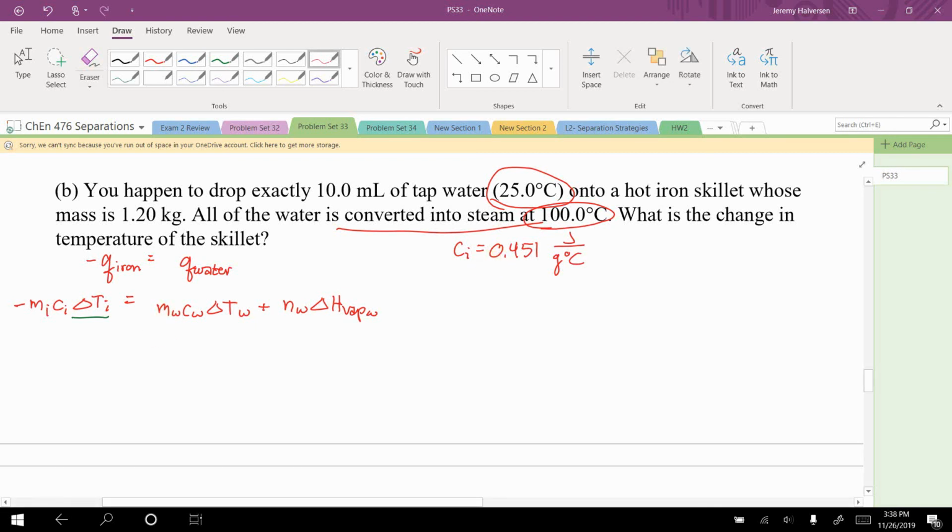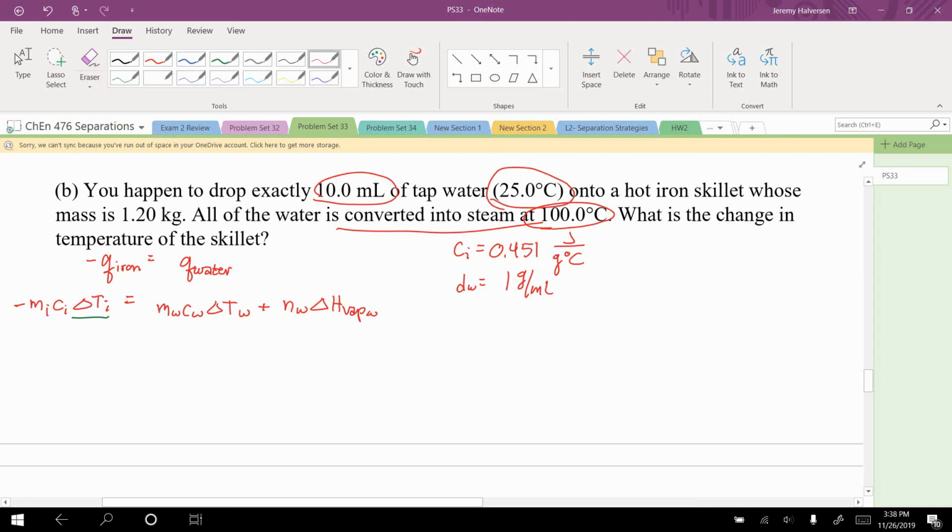Do I have the mass of my water? I have the milliliters of my water, but if you remember, the density of water is 1 gram per milliliter. So 10 milliliters is the same as 10 grams. So I have the mass of my water. I know the specific heat of water. Do I know the change in temperature of my water? Yeah, because it started at 25 and it ended at 100 before it could boil. Do I know the amount of my water here? Yes. If I need it in moles, I could get it there because I have it in grams.